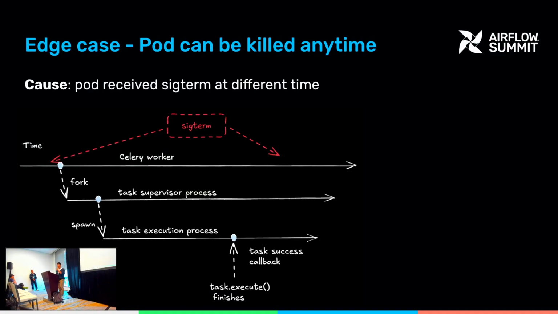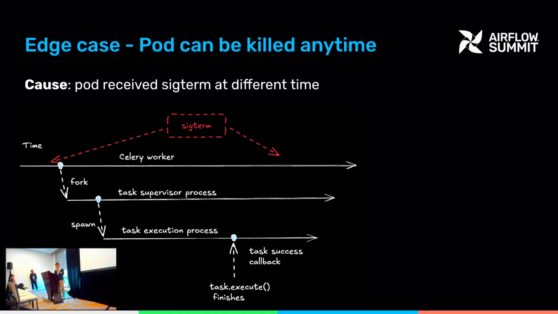After some digging, the root cause we identified is that a Kubernetes pod can receive a SIGTERM at any point in time during the task execution lifecycle. For example, if a SIGTERM hits the pod after the Celery worker forks the task process but before the task supervisor process starts, the executor records a state mismatch event. The task never gets to report its real state, and the task could be marked as either failed or up for retry.